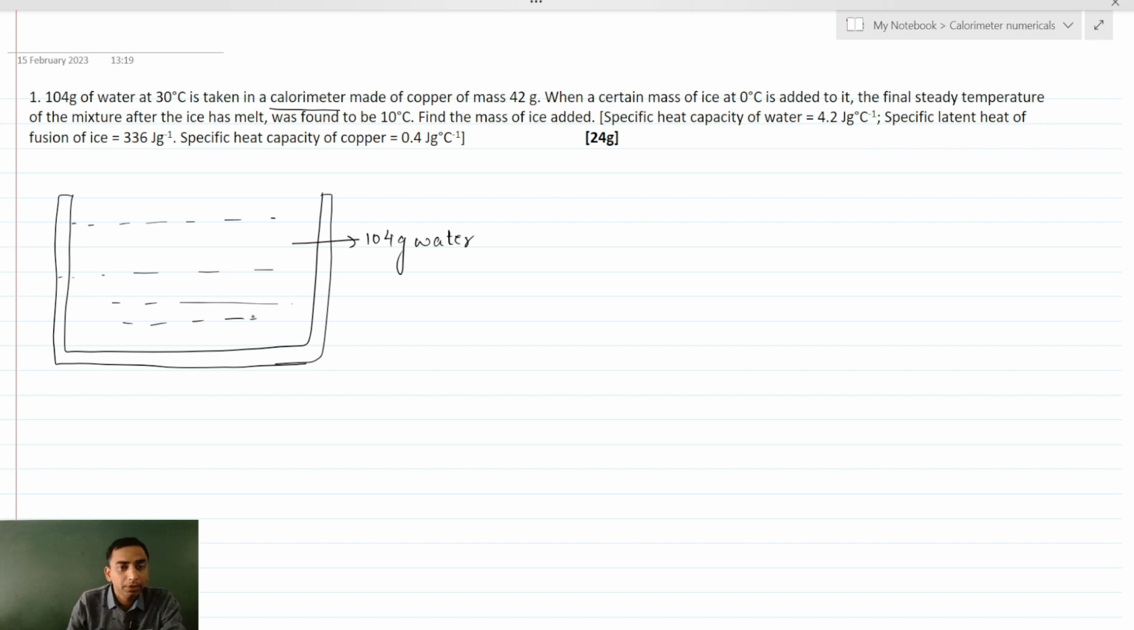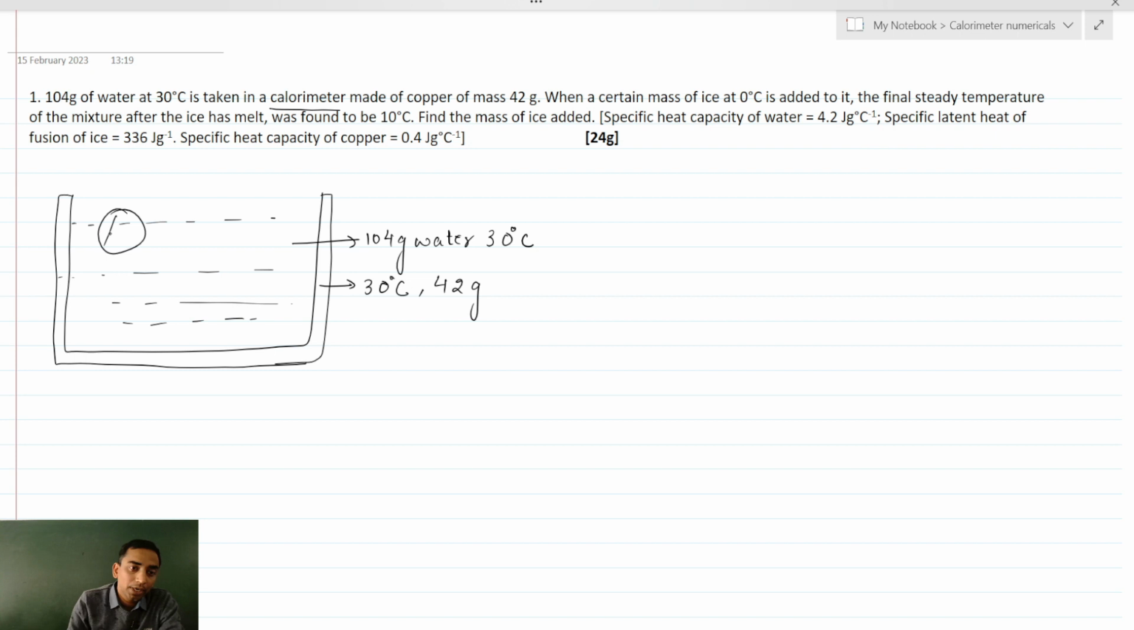And then the temperature of the calorimeter and the water is 30 degrees. Even if it is not given in the question, you need to understand that the liquid and the calorimeter cannot be at different temperatures. So if you put water inside, say for example, a copper vessel, then the temperature of the copper vessel and the water should be the same. So the calorimeter vessel also has a temperature of 30 degrees Celsius. Mass of calorimeter is of course 42 grams, and the specific heat capacity and everything is given to you.